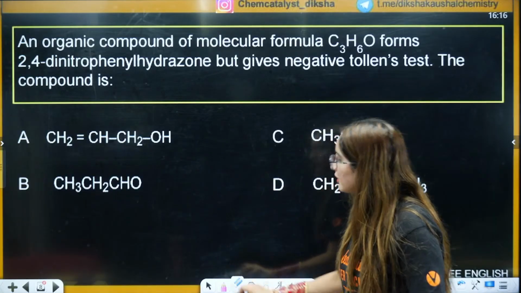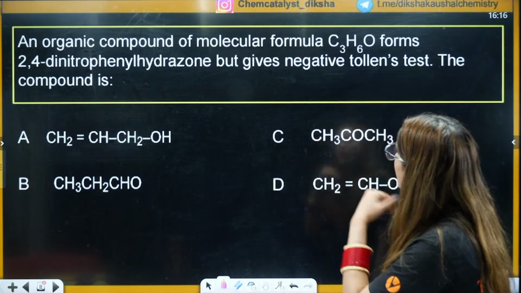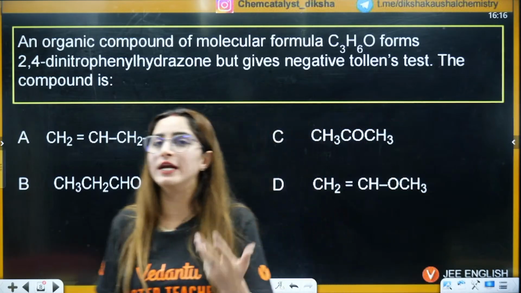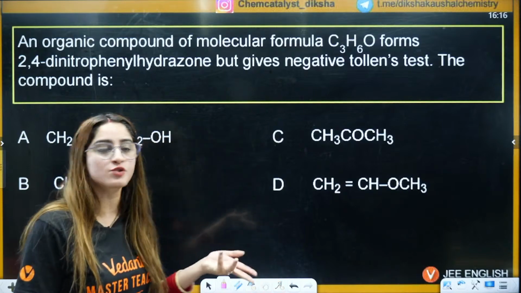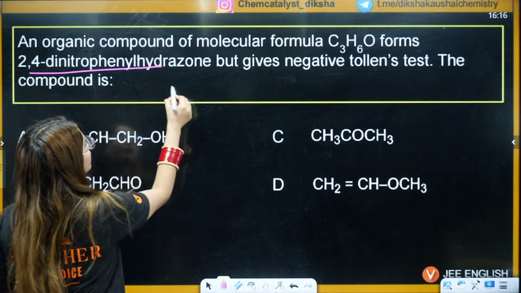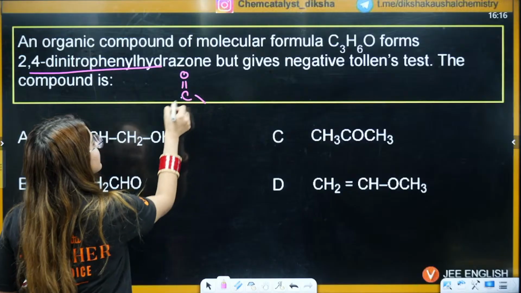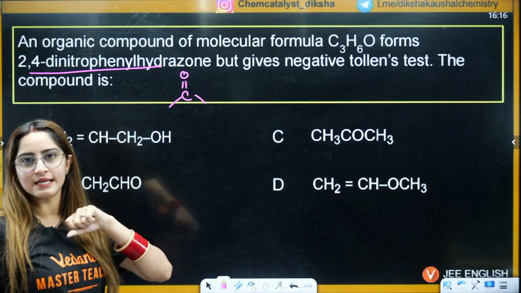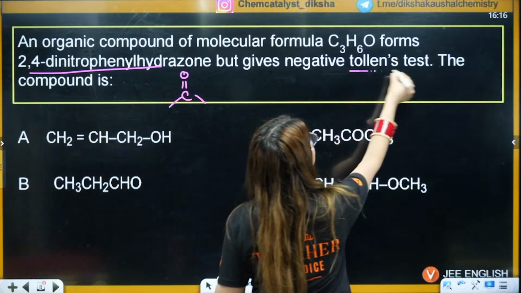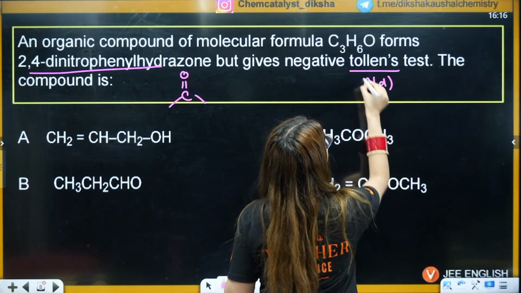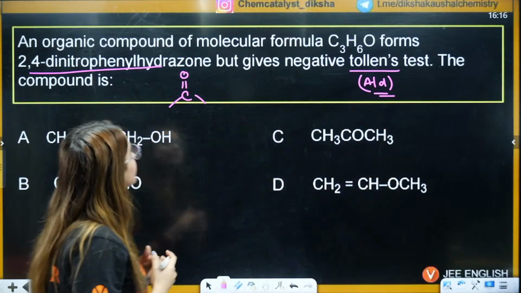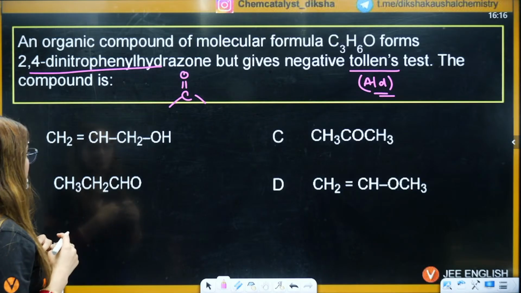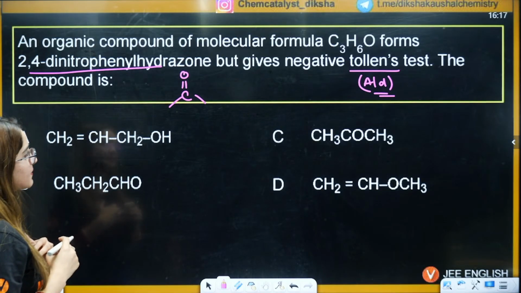Okay. Now, some organic compound is given to you. We know that it is going to show you the 2,4-DNP test. That means it is definitely going to have a carbonyl carbon, right? This will definitely be there. Now they are saying that it gives a negative Tollens test. Tollens test is given by an aldehyde.